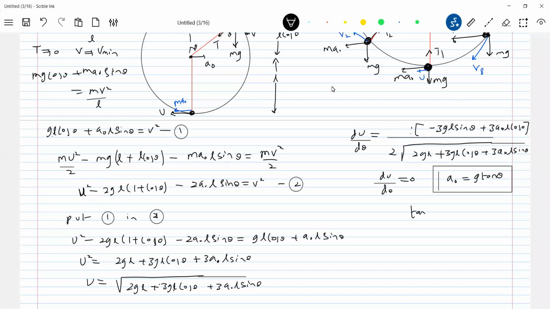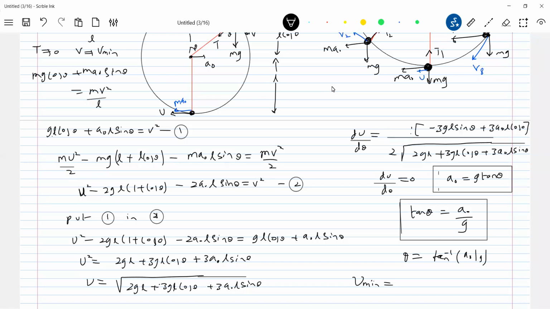Or rather, tan theta equals a naught by g. I think we have to search for the angle, no? What is this theta? Theta is what I got: tan theta equal to a naught by g. So I got this angle where it will be a critical point. Substituting this value of tan theta equal to a naught by g, you replace sin theta and cos theta and solve for it. You will get an expression for the minimum velocity of projection.